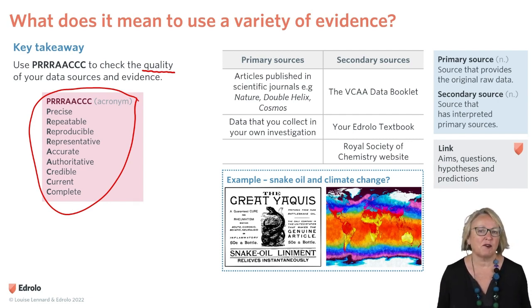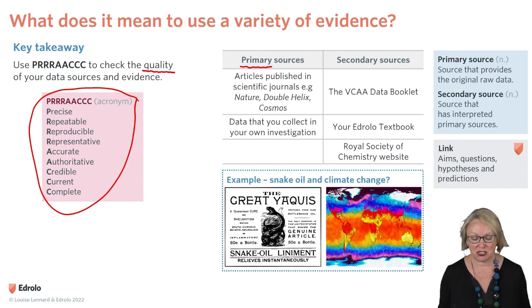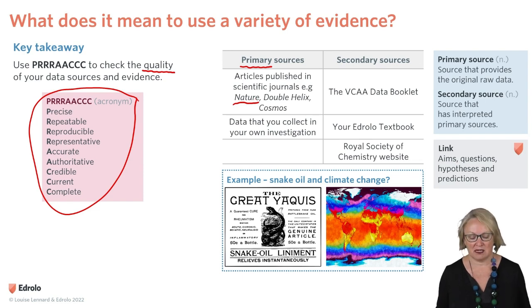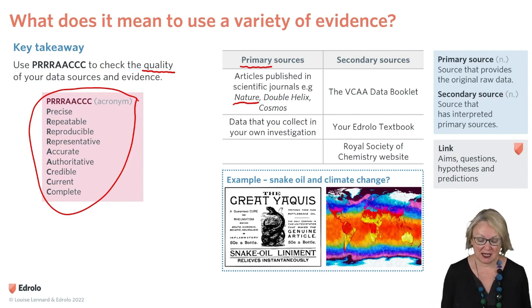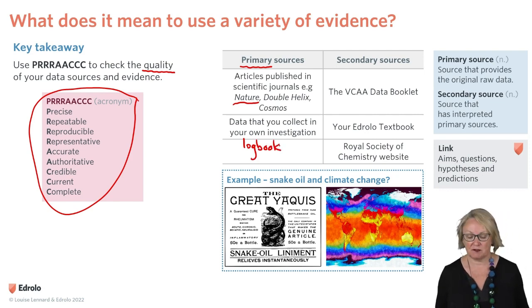So we've talked before about primary data and secondary data. Well, we can have primary sources and secondary sources. A primary source is one where the article is originally published. That might be some famous scientists conducting research and publishing it in a scientific journal such as Nature, or in Australia Double Helix or Cosmos, or some Australian magazines and scientific publications. Or it could be you in the lab collecting data and putting it in your own logbook. Your logbook is a primary source of information.